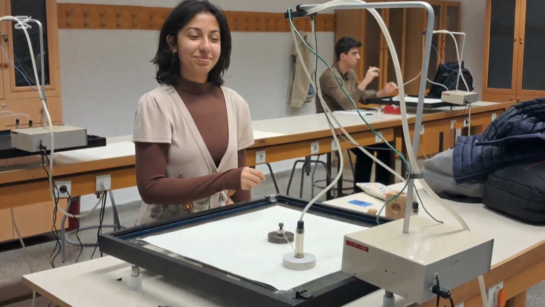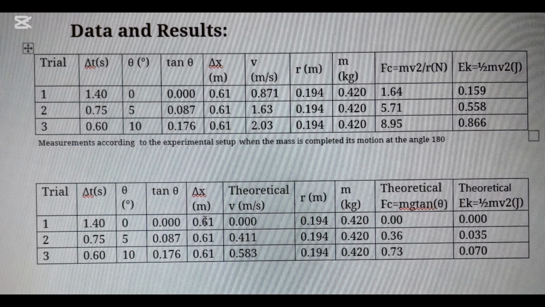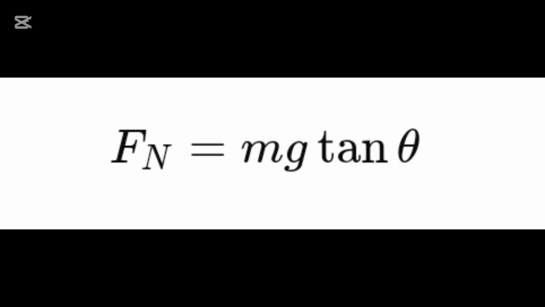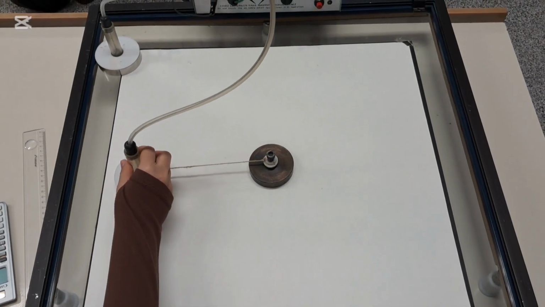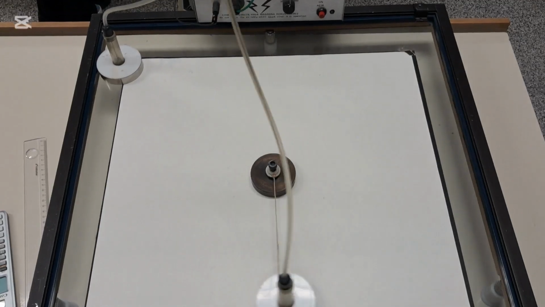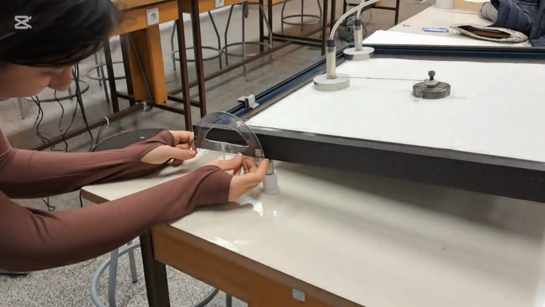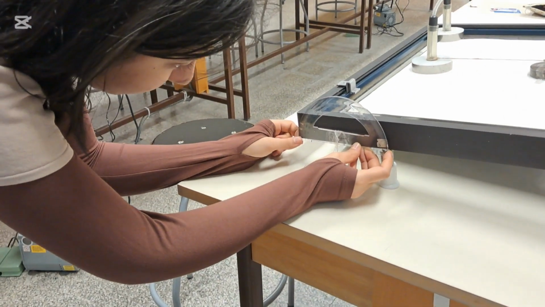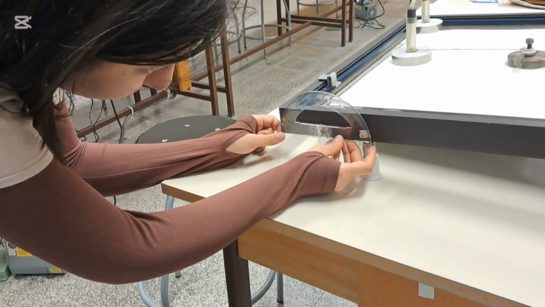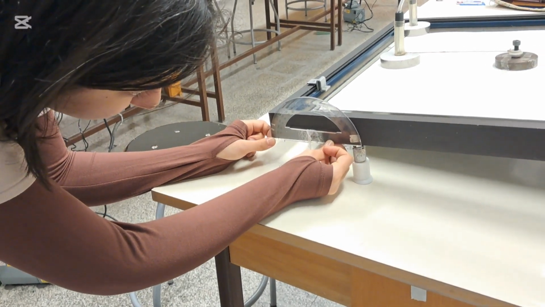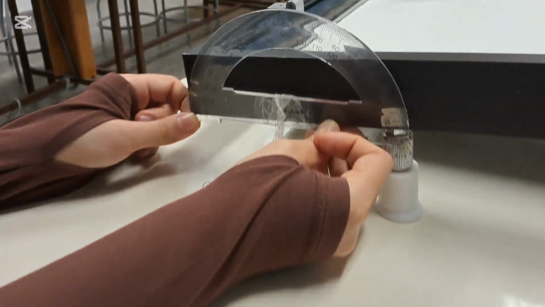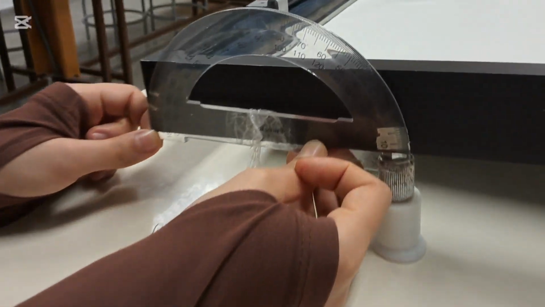Then I compared it with a theoretical value using the normal force and the formula F = mg tan theta to relate the experiment to theory. During the experiment, I used a mechanism that marked the points every 0.05 seconds. I first conducted the experiment at 0 angle inclination and then repeated it at 5 and 10 angle inclinations.